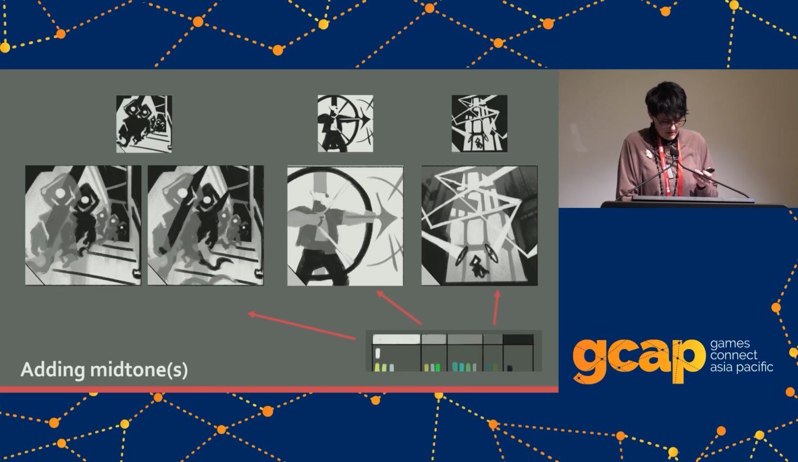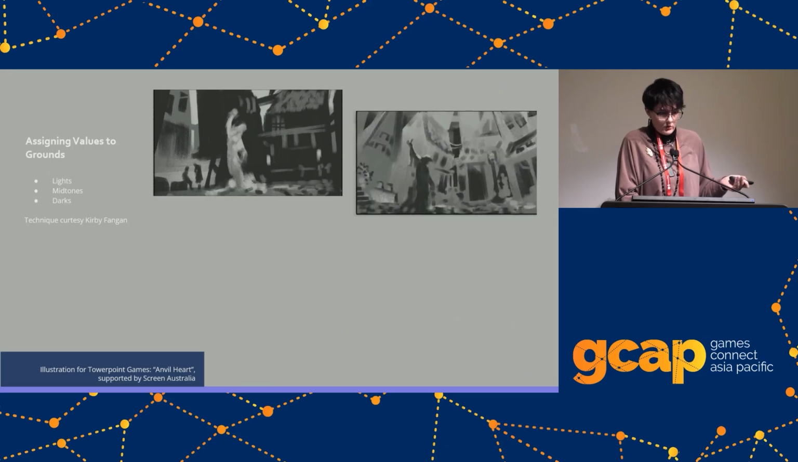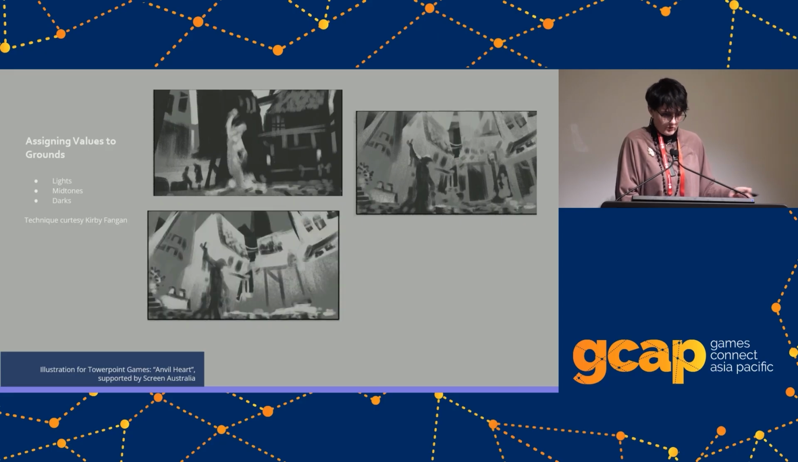And one way to do that is by assigning values to different grounds. This is something that I learned from an artist called Kirby Fangen, and basically she went over how to make a decision if you want your background to be dark values and your foreground to be light values, or your background to be mid-tones and your foreground to be dark values. If you have middle ground, background, foreground, mix it up. Far background is dark, middle is, you keep going.